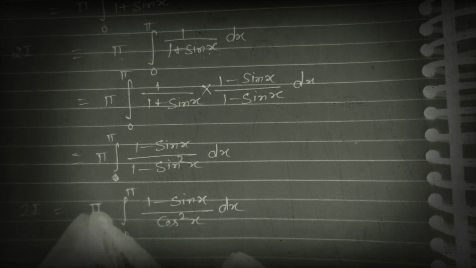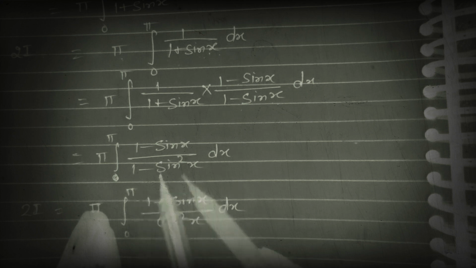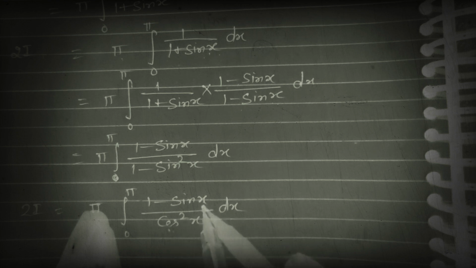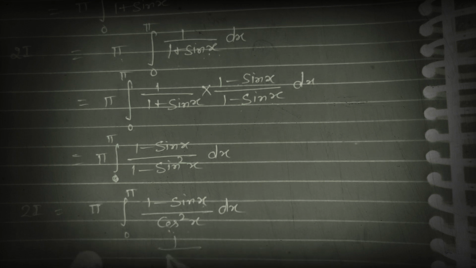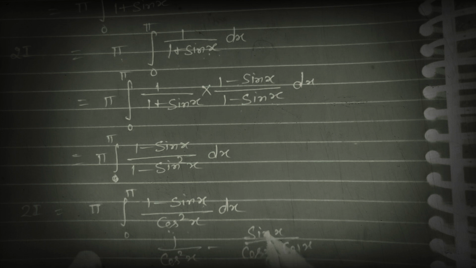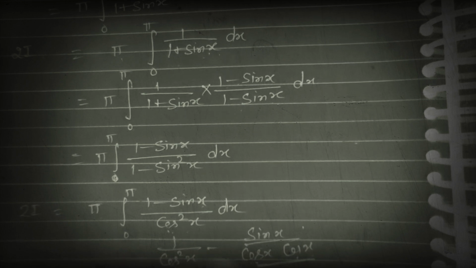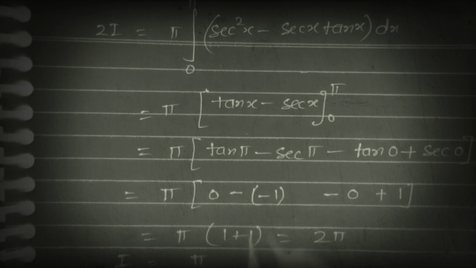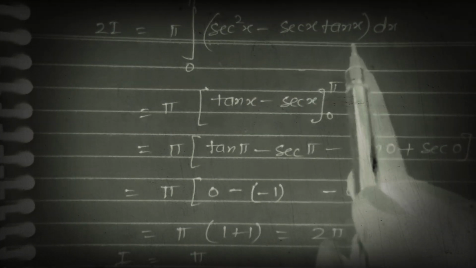So pi constant है, बाहर रहेगा. Limit is 0 to pi and we will solve it. We can separate these: 1 upon cos square is secant square, and sin x upon cos square we can write as sin x upon cos into cos. So 1 upon cos is secant, and sin upon cos is tangent. So it is secant square x, and it is secant x tangent x. So this one is secant square x minus secant x tangent x.